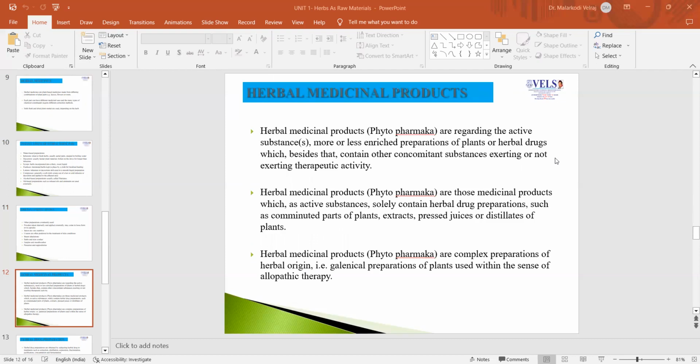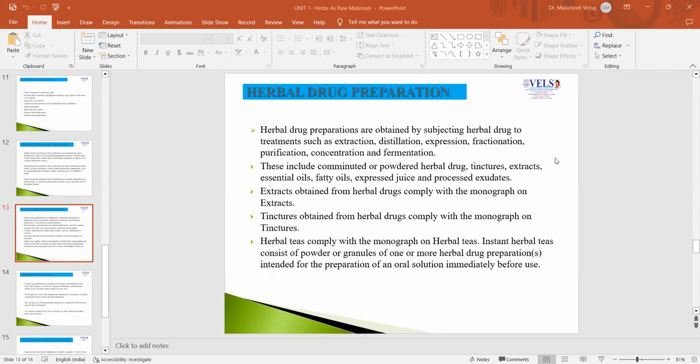Now, we'll see about the herbal medicinal products. Herbal medicinal products are regarding the active substances, more or less enriched preparations of plants or herbal drugs, which besides that contain other concomitant substances exerting or not exerting therapeutic activity. They are those medicinal products whose active substances are mainly made up of herbal drug preparations such as comminuted parts of plants, extracts, pressed juice, or distillates of plants. They are sometimes complex preparations of herbal origin, like canonical preparations of plants used in the sense of allopathic therapy.